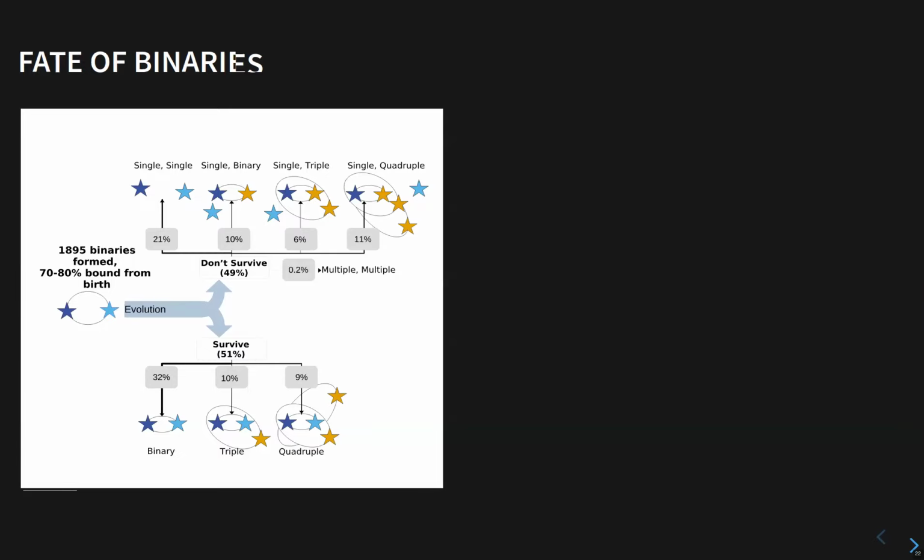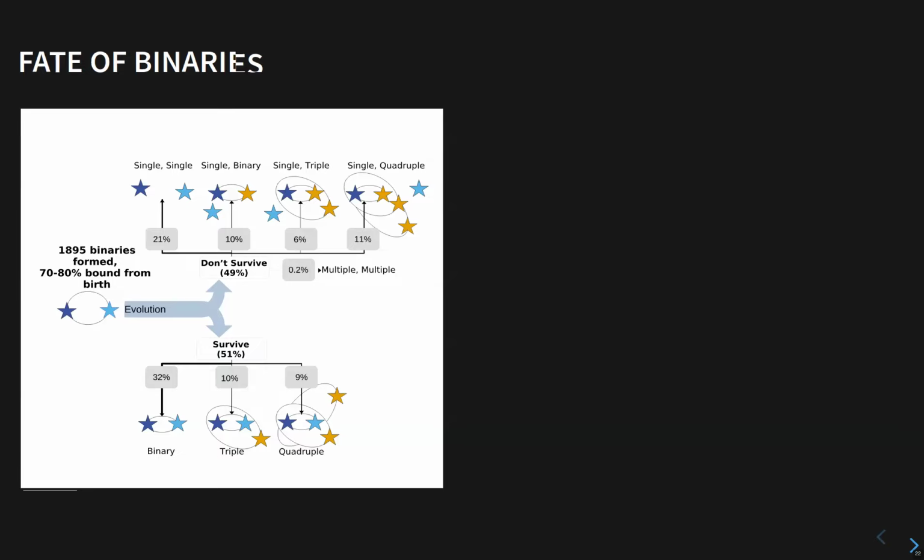So another consequence of exchanges and dynamical interactions is that you can destroy some of the binaries that you form, right? So not all of the binaries that you form will stay in the simulation. That's illustrated in this flow chart here. So we have about 1,900 binaries formed in our fiducial simulations. This is from stacking 3 simulations of clouds with the same initial parameters, just for better statistics.